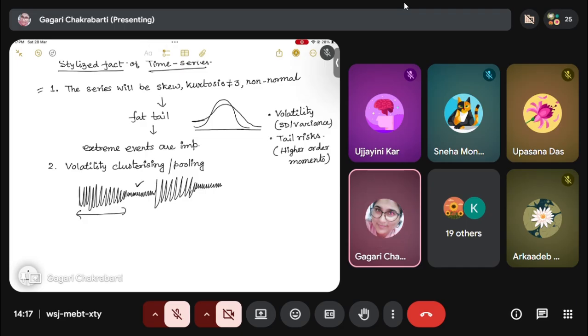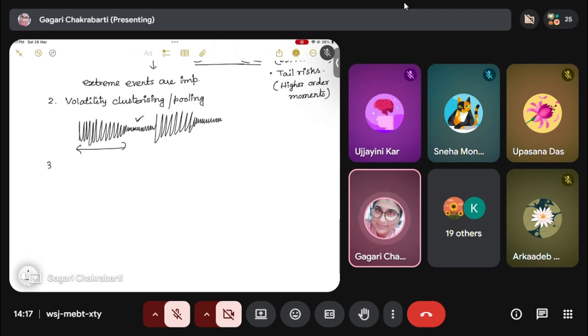Not only that, there is another type of stylized fact. Most of the series will be having memory.